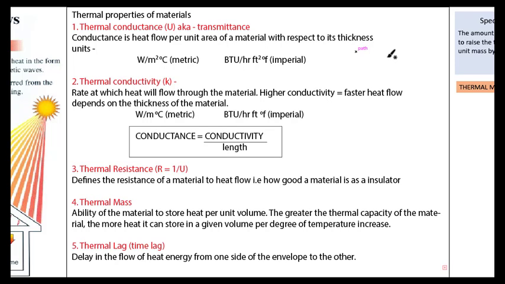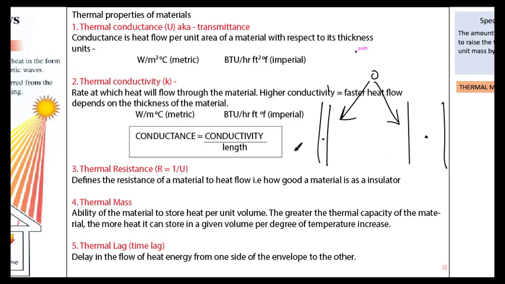So this is U value, that is thermal conductance. Now talking about thermal conductivity. Thermal conductivity defines the rate at which heat will flow through the material. Suppose, for example, I have a thin wall and a thick wall. Both have the same solar radiation falling on them, but the heat transfer here will be faster, and here, in the case of the thick wall, it will be slower, right?